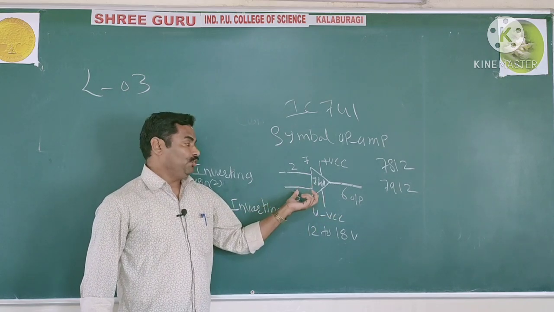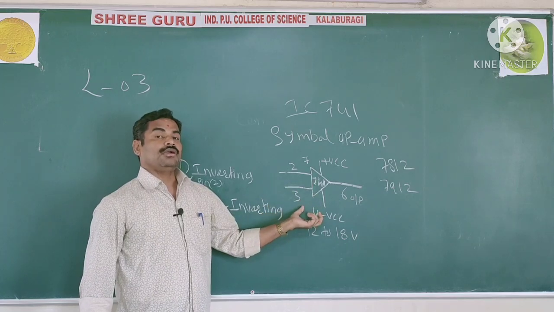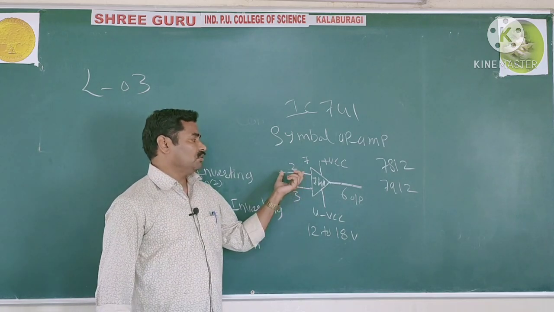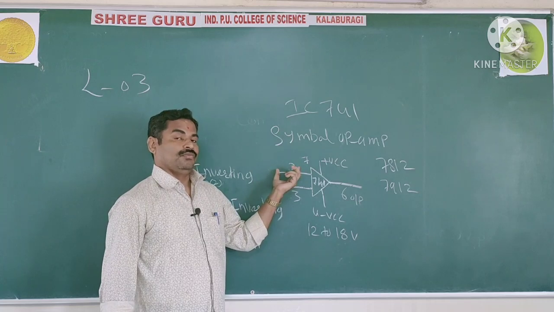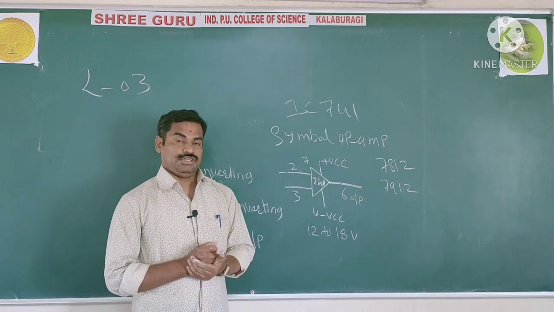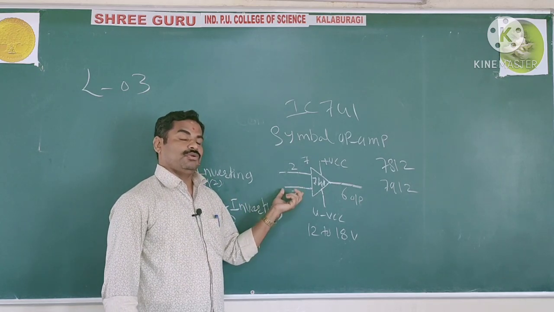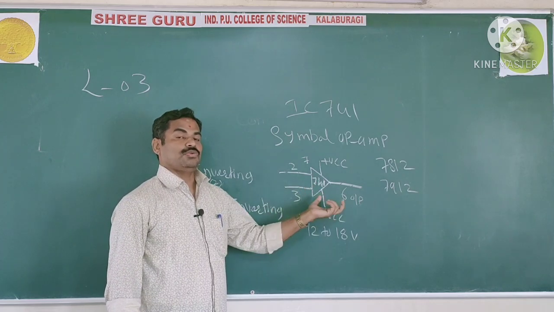In this case, it acts as a common base amplifier. It means that if you apply the input to the inverting terminal, we will get the output 180 degrees out of phase. But at the same time, if you apply the input to pin number 3, the non-inverting terminal, the output is in the same phase.